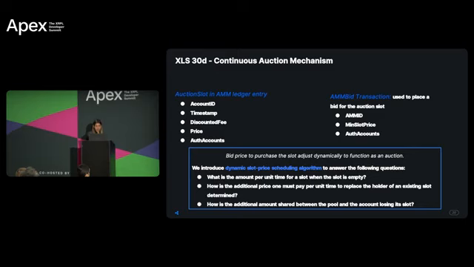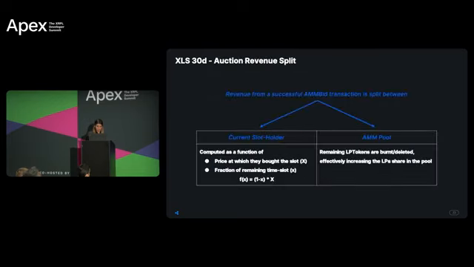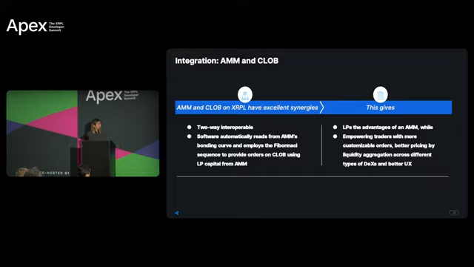Continuous auction mechanism, how we design it. There is a pricing scheduling algorithm. I'll skip to the end. The revenue is split between the current slot holder and the AMM pool. Then I talked about AMM and CLOB integration.